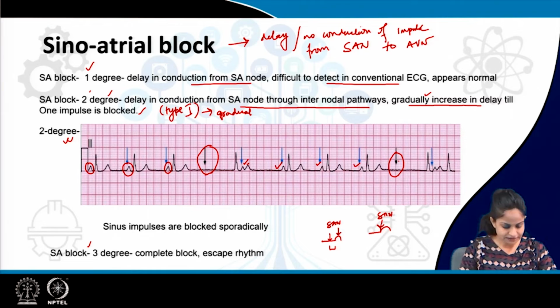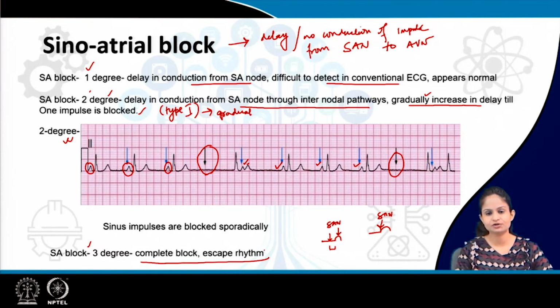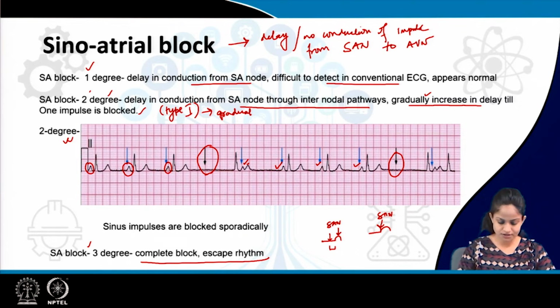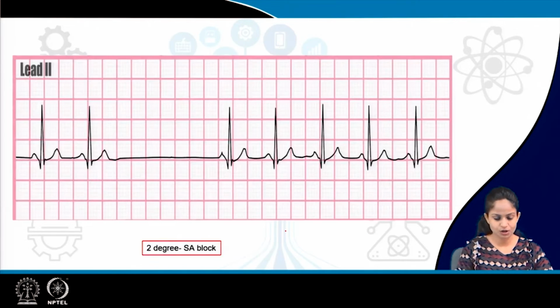And finally, the third degree SA block: there is a complete blockage of the impulses from the SA node to the AV node. At that time, there has to be the presence of an escape rhythm, which is usually at the rate of 40 to 60 beats per minute. So, this is all about your sinoatrial block.